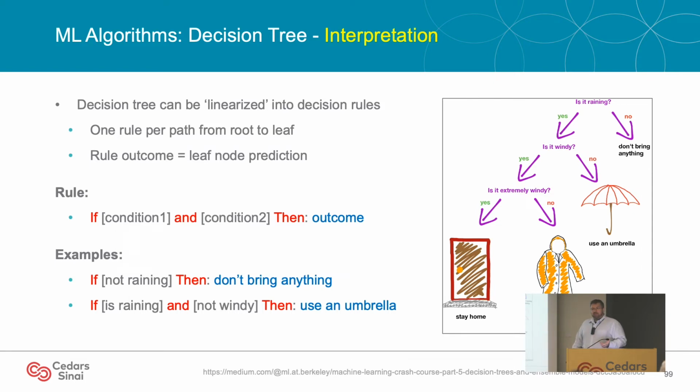So one nice thing about a decision tree, in terms of interpreting it, is you can linearize any tree into a series of simple decision rules. And you do this by following any path from the root node to some leaf node, where the rule outcome, whatever's predicted by the rule, is the value at the leaf. So here's an example. A rule might be: if condition 1 and condition 2, then outcome. Taking an example from this tree, let's follow a path. Is it raining? If it's not raining, no, don't bring anything. So here's a rule that we can easily interpret as a human being. If this happens, do this, and so on and so forth. Make sense?